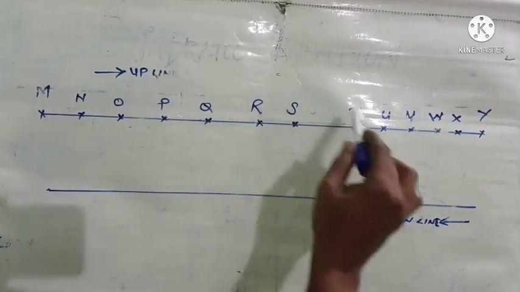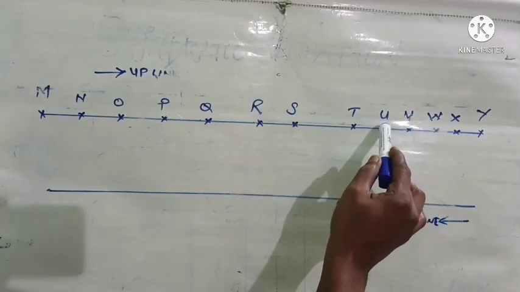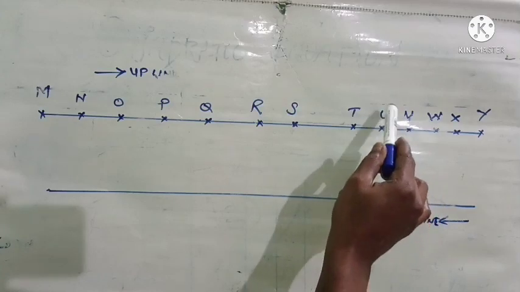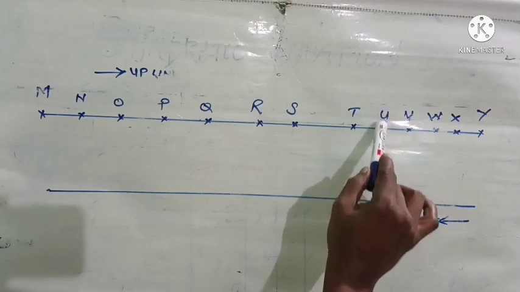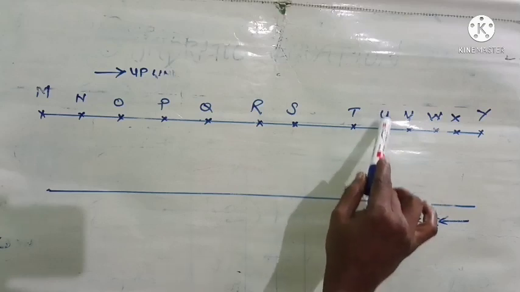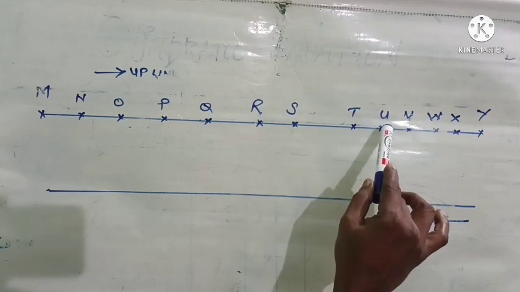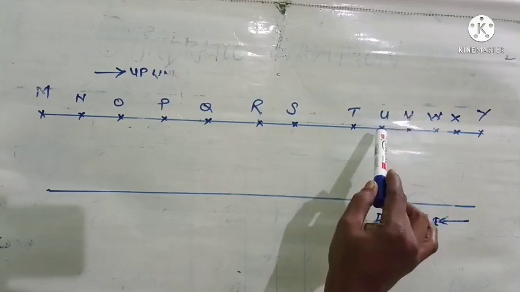See, our train has left station T and it is fast moving towards U, and almost it has reached the signal of U station. Signal means the first signal the train will meet is the distant signal of station U. So it has reached the distant signal of station U. Okay, now let us see the enlarged diagram of this station U.